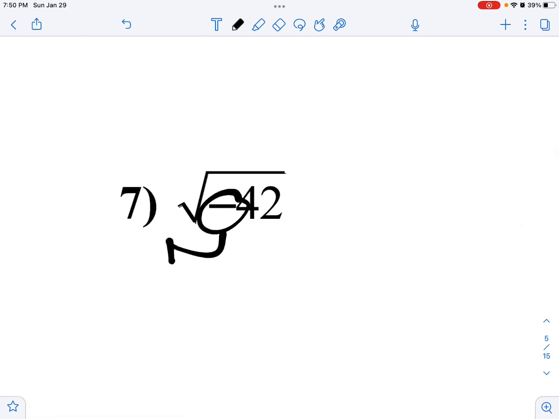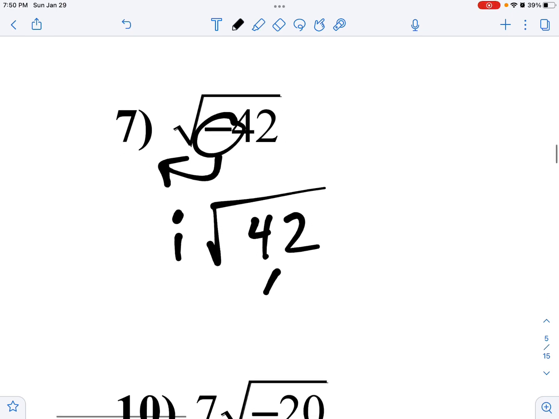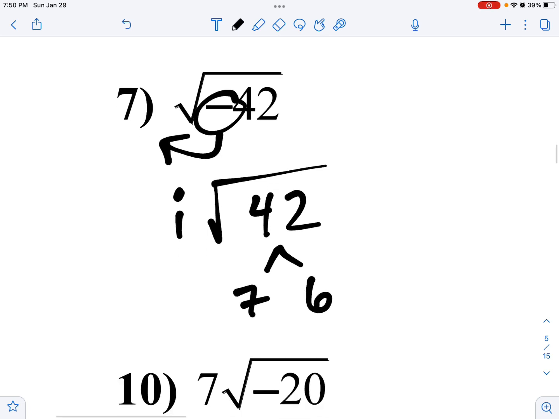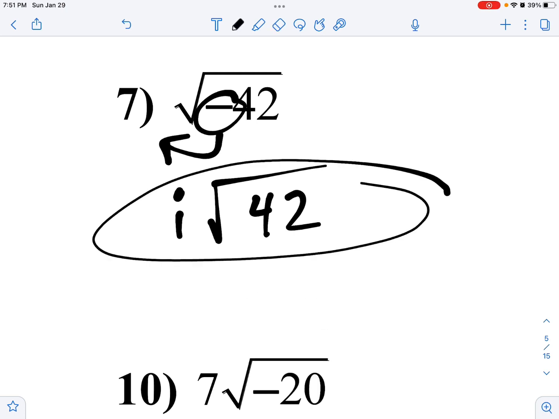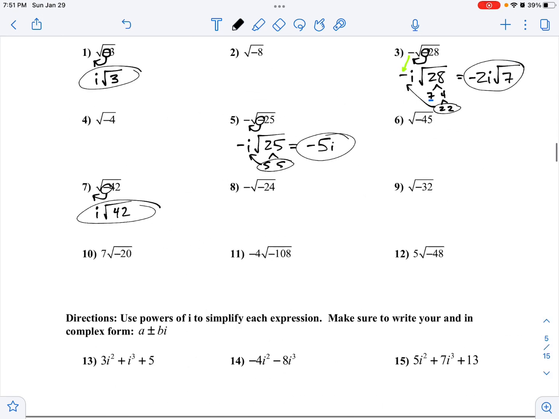About this one, number 7. I'm going to take out the negative sign as an i. And now I need to break down the 42. 42 is 7 times 6. And 6 is 2 and 3. 7 doesn't break down. Oh, I'm surprised about that. But I guess 42 does not break down. So I'm going to erase all of this. There's my final answer. I thought it would break down, but I guess it didn't.